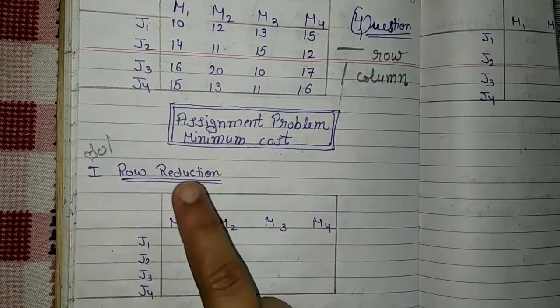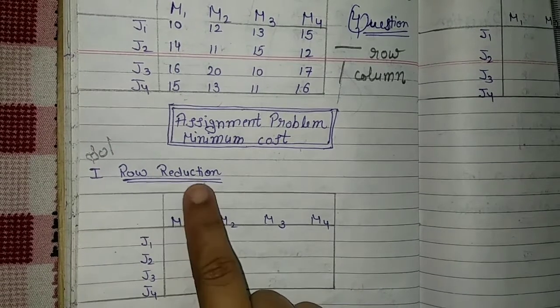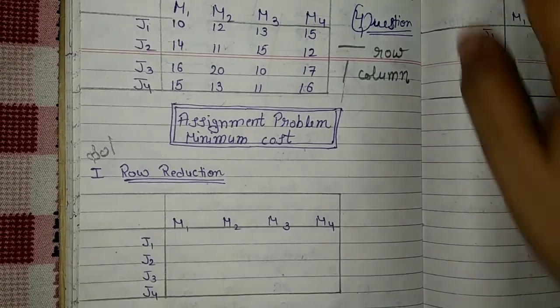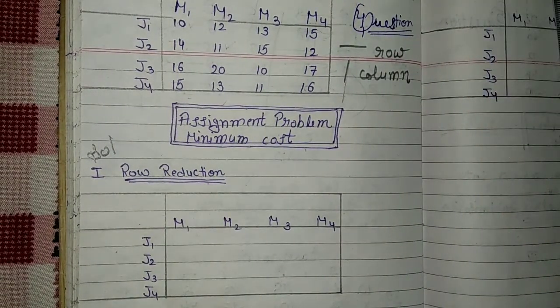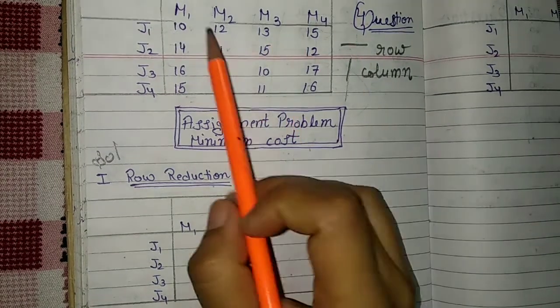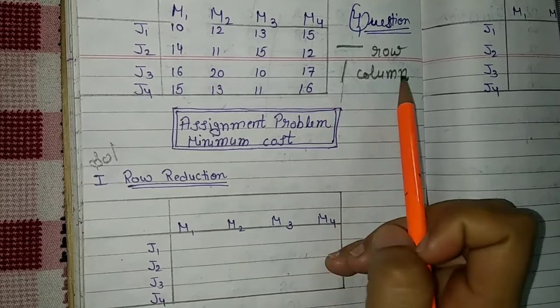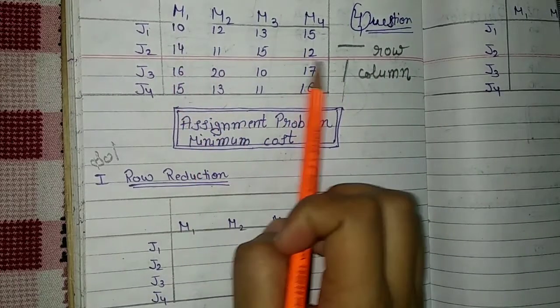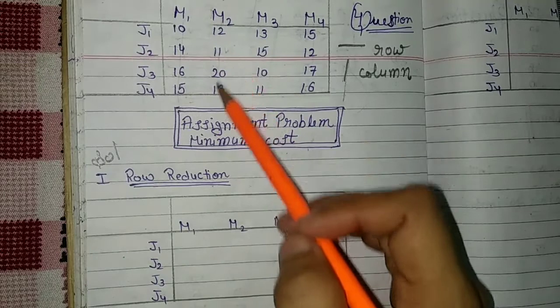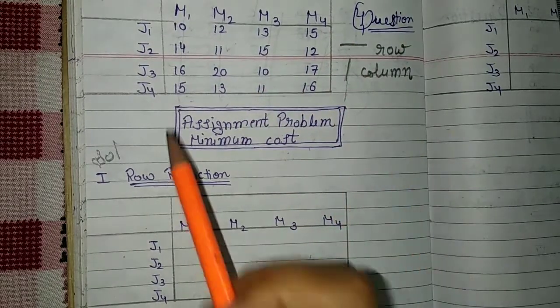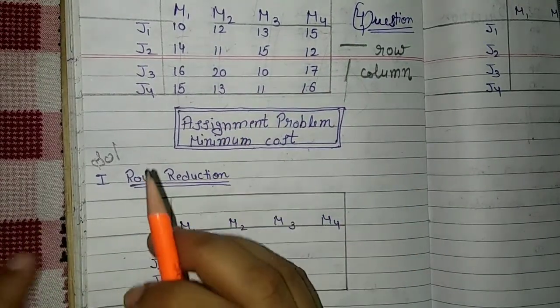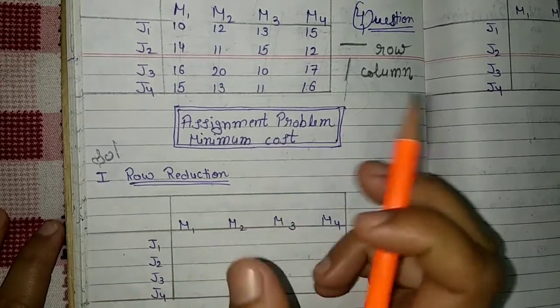Our first step in solution is row reduction. So we have to select minimum number from each row. Lines like this are rows, lines like this are columns. All these are rows and all these are columns. Our first step is row reduction. So we have to select minimum number from each row.